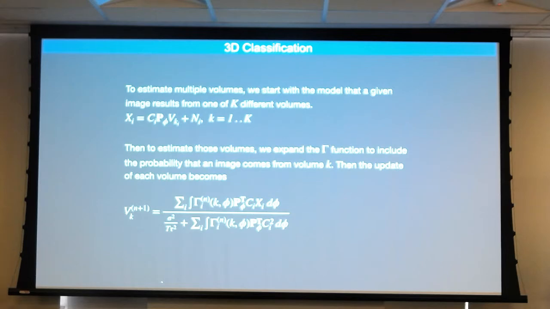There are K of these volumes. And then all we have to do, conceptually, is expand the gamma function so it includes the Ks. We compute not just the probability of projection angles, but also the probability of the various k values, that is the probability of the various volumes associated with the given image, and add those together, and we get a way to estimate each of those k volumes.